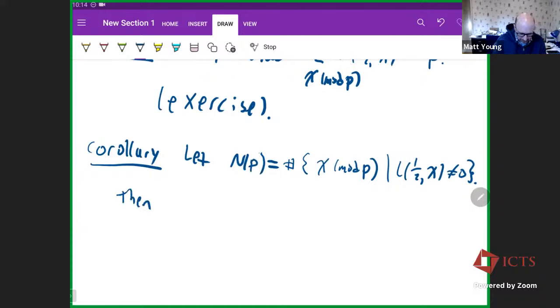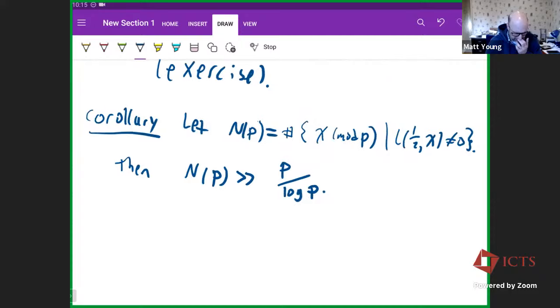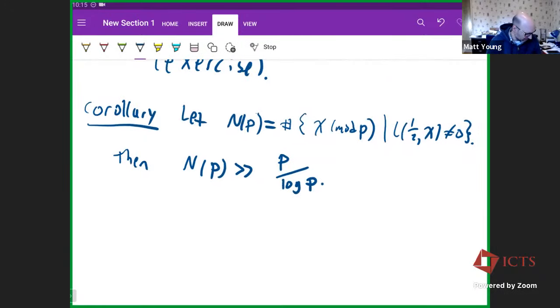Then n of P is bounded from below by P over log P. And you can get explicit constants here. Maybe it's just basically P over log P without any constant at all. There's a very standard proof that almost fits into one line, and that'll be the last thing I tell you about. So you combine the first moment and the second moment as follows.